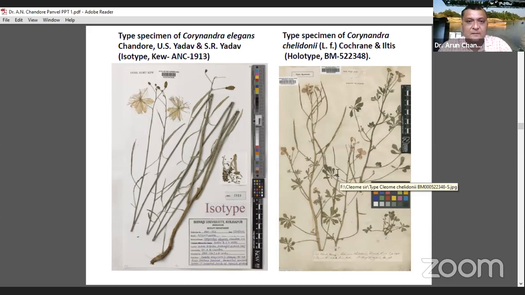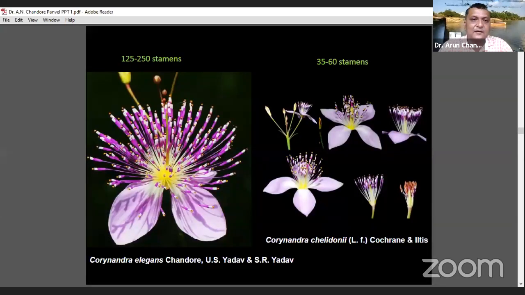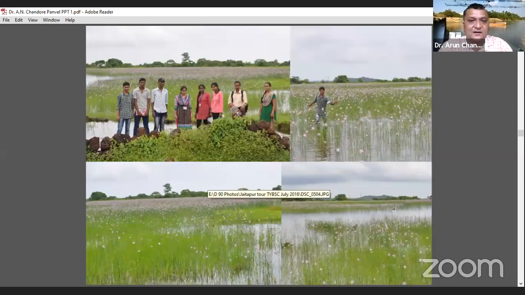Okay. And here you see the differences: the flower of Cornandra elegans on the left side, and on the right side the flower of Cornandra chelidoni. The beak of the capsule of both. Then you see differences in seed, differences in leaf, even in the basal leaf. And this paper was published in 2016. Here is this beautiful flower with about 125 to 150 stamens and 4 large petals. Here my students are enjoying the panorama of Cornandra elegans.